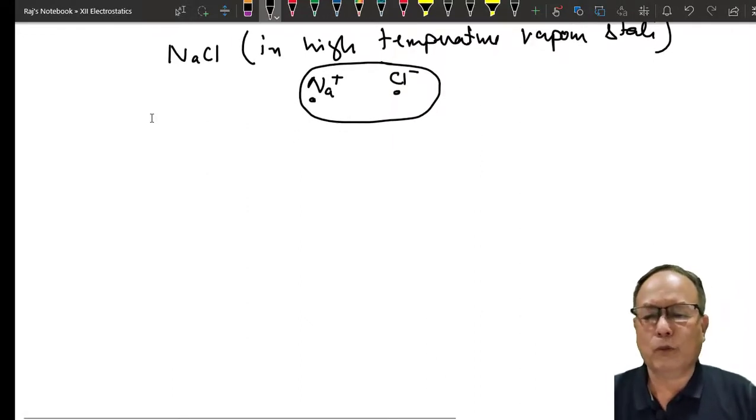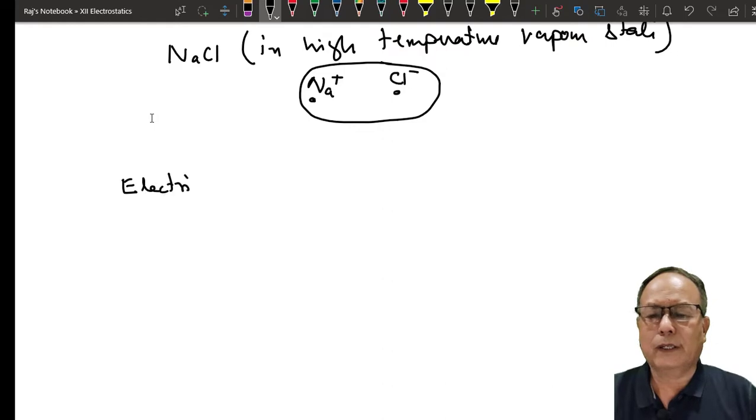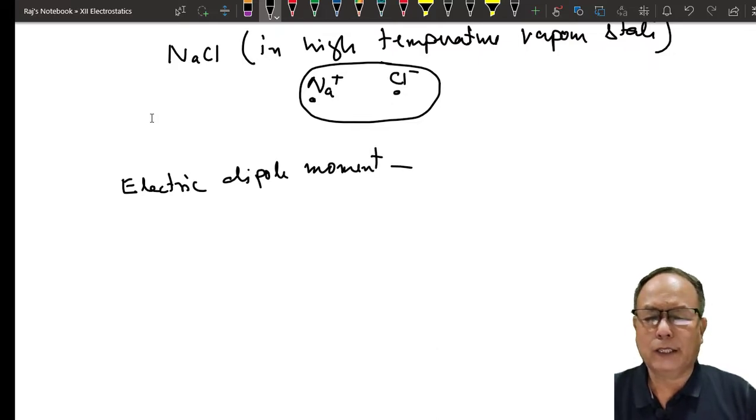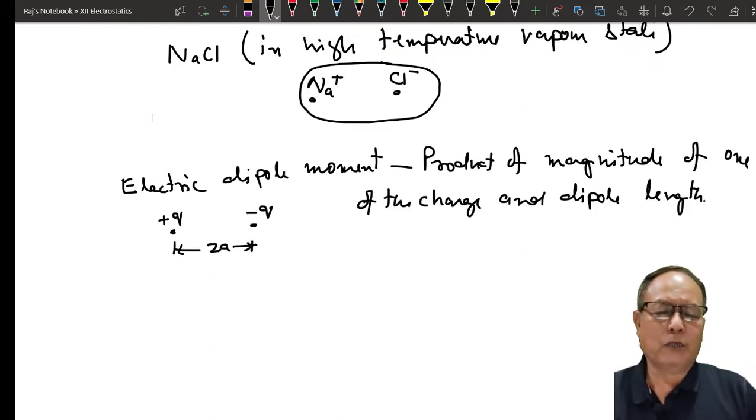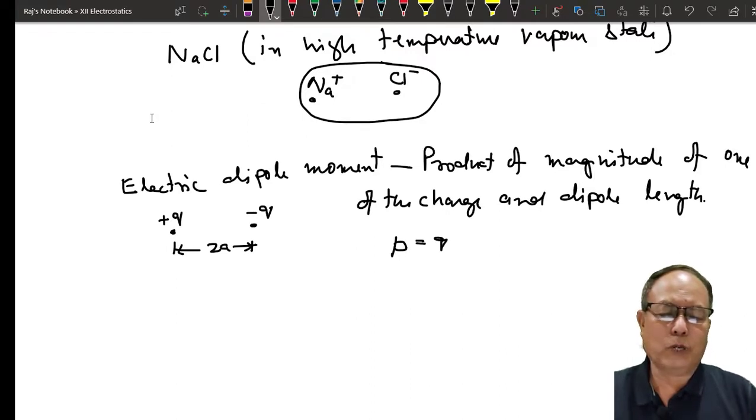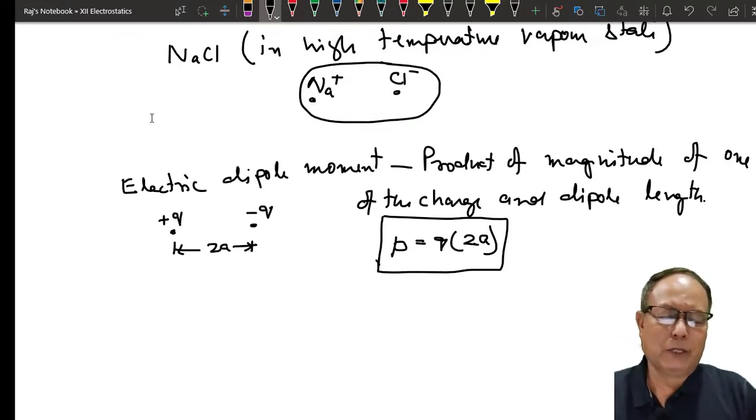Now, what is an electric dipole moment? Say this is plus Q and this is minus Q. The distance between them is 2A. So electric dipole moment is the product of the magnitude of one of the charges and the dipole length, and it is denoted by P. P is equal to Q, where Q is the magnitude of one of the charges, and the distance between the two charges is 2a. So Q into 2a is defined as the electric dipole moment.